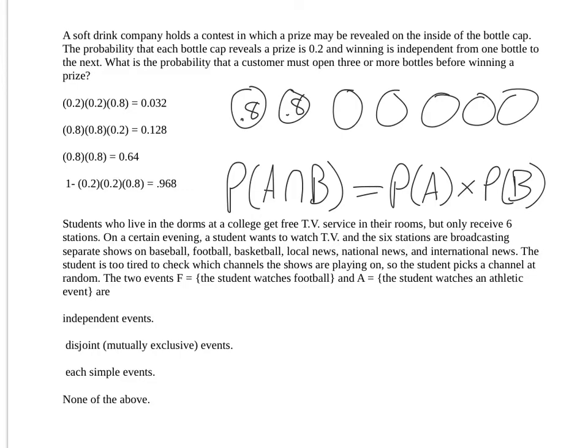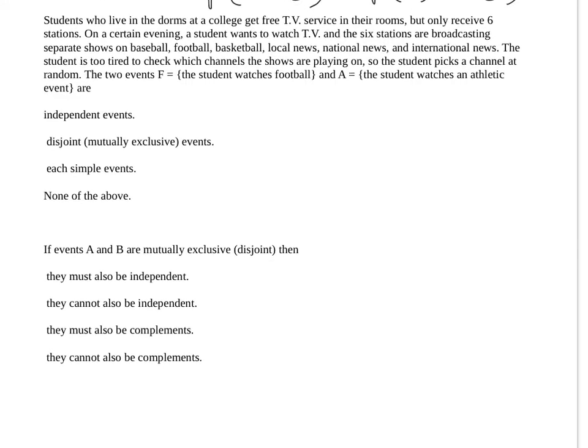All right, next one. Students who live in the dorms at a college get free TV service in their rooms, but only receive 6 stations. On a certain evening, a student wants to watch TV, and the 6 stations are broadcasting separate shows on baseball, football, basketball, local news, national news, and international news. The student is too tired to check which channels the shows are playing on, so the student picks a channel at random. The 2 events F, which is the student watches football, and A, which is the student watches an athletic event, are they independent, mutually exclusive, each simple events, or none of the above?